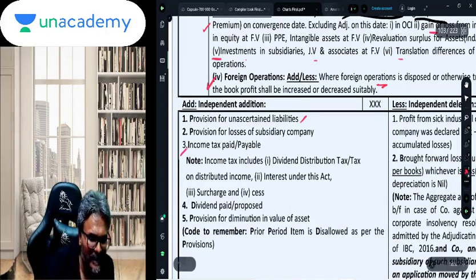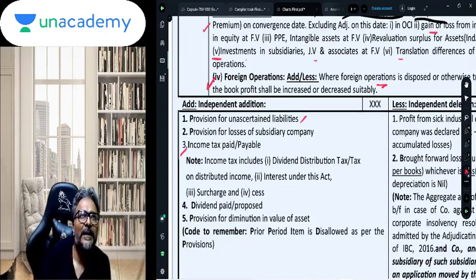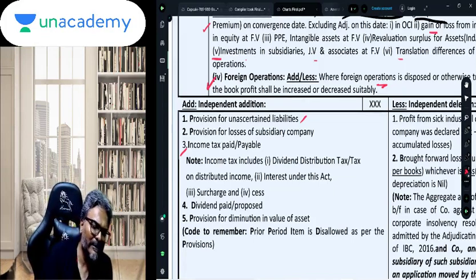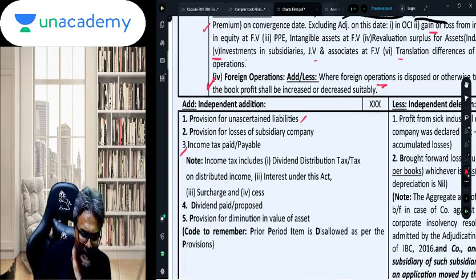The third one is an important and quite interesting one, which is about income tax paid or payable. Students, income tax paid or payable. Now they have given you what income tax includes. By the way, students, just keep in mind, if there are any foreign taxes, even that foreign tax is also a part of your income tax. So again, any foreign tax which is debited to the profit and loss account also will not form part of the book profit. That is the point.